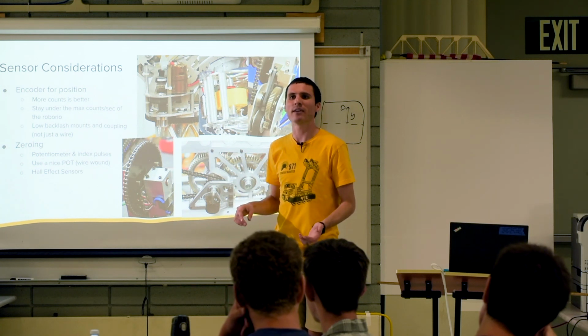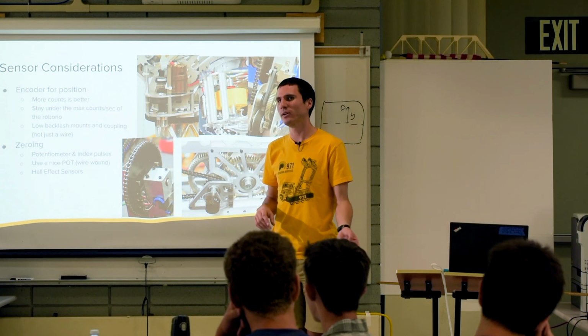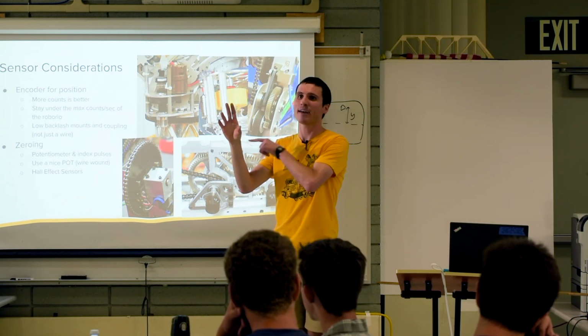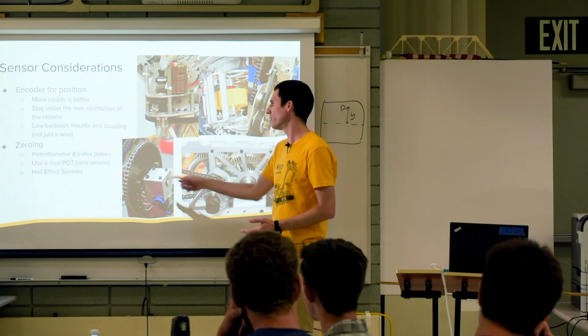What happens when you see the magnet? Do you know where you are? Yeah. So in software, what they'll do is they'll say, okay, move until I see magnet. Oh, I saw a magnet. And then you know what magnet it is. And they say, okay, great, that's angle whatever. So that's one way to zero.